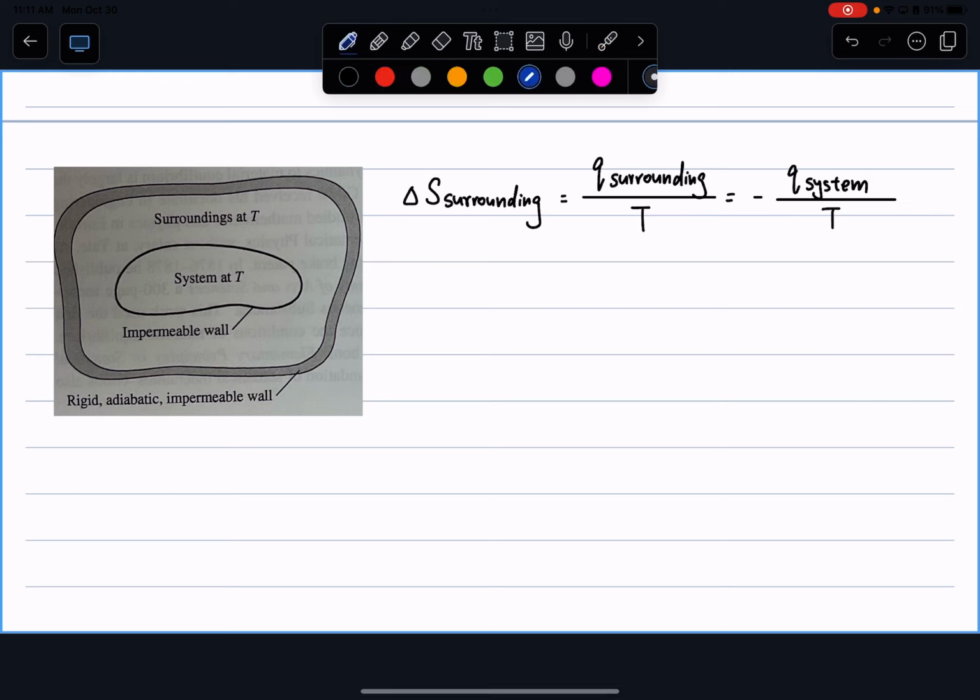And here, what do we know? Assume we have constant pressure. So your delta H equals Q_P at constant pressure, or your delta H of the system equals Q system.